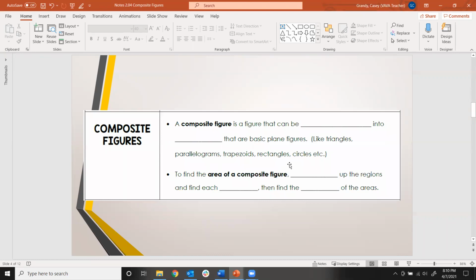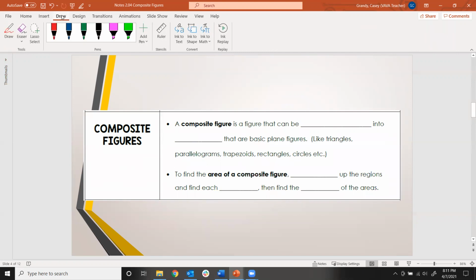This lesson is about composite figures, and we've talked about composite figures before. Just a little recap. A composite figure is a figure that can be separated into regions. So separated into regions. And those regions are basic shapes or basic plane figures. Shapes like triangles, trapezoids, rectangles, circles, maybe half of a circle. What we would do is we would find the area of that composite figure by dividing up the regions and finding each area.